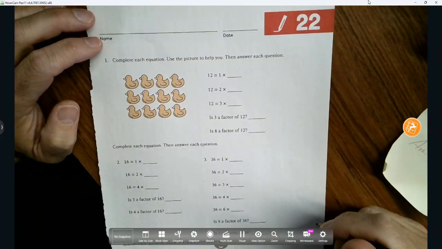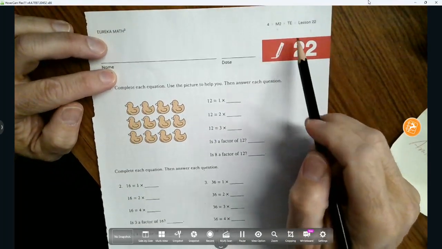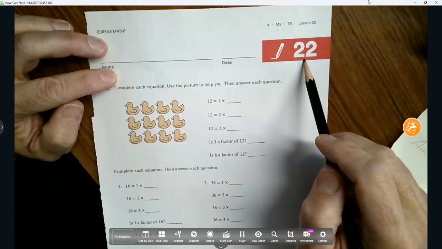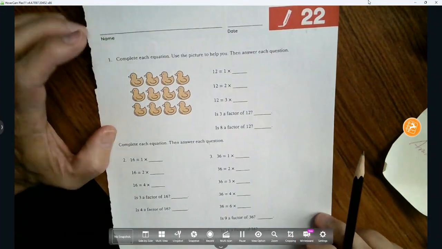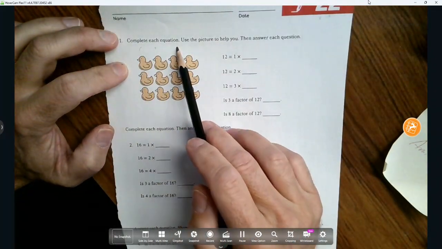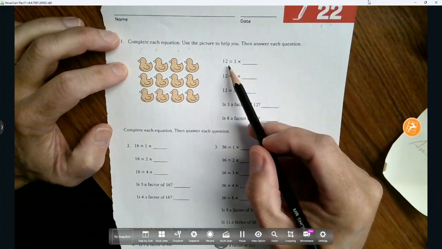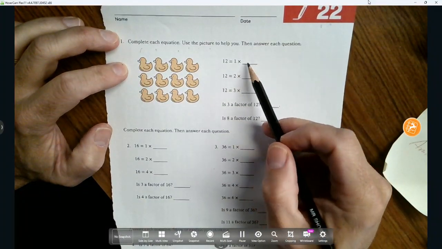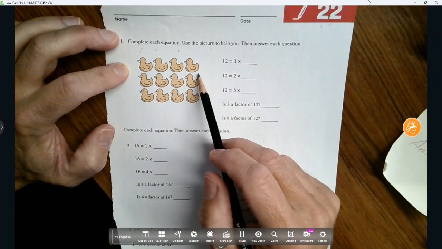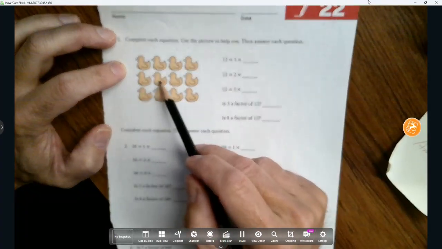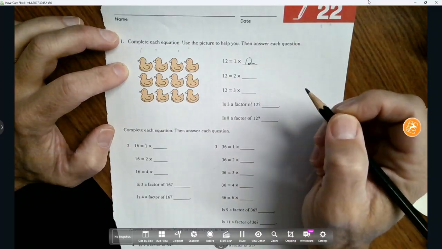All right, Eureka Math Squared, Module 2, Lesson 22. So the M there is for Module 2, Lesson 22, homework help. It says complete each equation, use the picture to help you, then answer each question. So 12 equals 1 times what? If we call this one group, how many is in that group? 1, 2, 3, 4, 5, 6, 7, 8, 9, 10, 11, 12. So 1 times 12 equals 12.